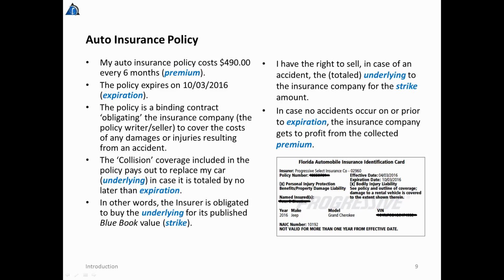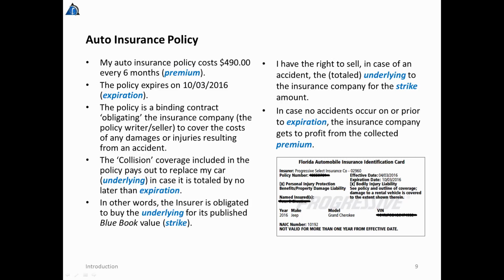The collision coverage included in the policy pays out to replace my car in case it is totaled by no later than the expiration date of the policy. In other words, the insurer is obligated to buy my car should it be totaled for its published Blue Book value. So we're dealing with a product. What is it? The car.